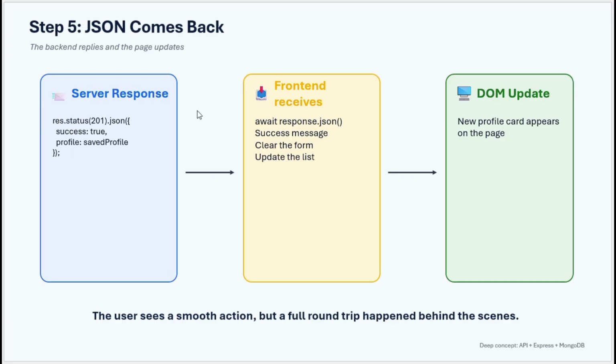So after MongoDB saves the data, the backend does not just go silent. It sends a response back to the front end, usually as JSON. The response can include a success message and the saved profile. On the front end, JavaScript reads that response using response.json. Then it can update the page. It might show a success message, clear the form, or add the new profile card to the list. To the user, it feels like one smooth click, but behind the scenes, all of this happens.